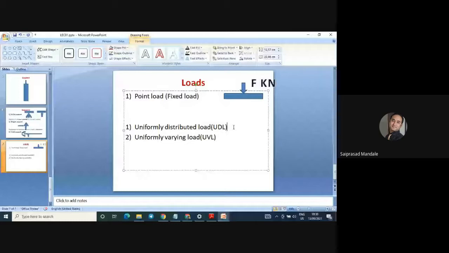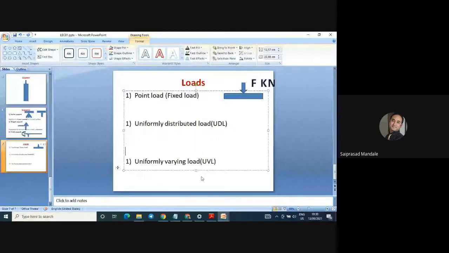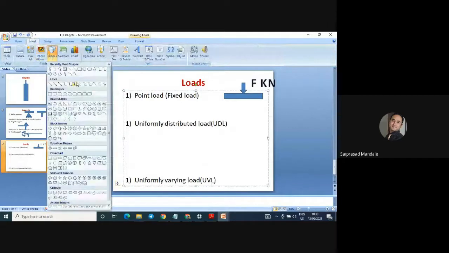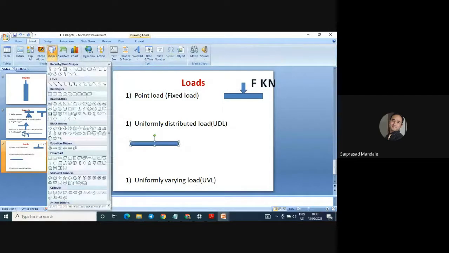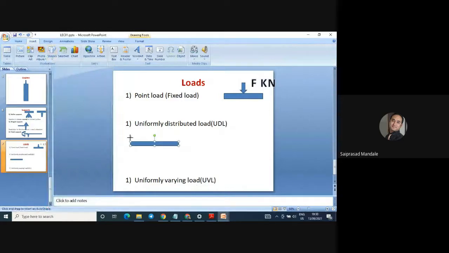In case of the second, uniformly distributed load. If there is a uniformly distributed load, what if uniformly distributed load is there? Similarly, when there is a uniformly distributed load and the beam is in such a way, and if I draw the uniformly distributed load over here, so this will be the uniformly distributed load.